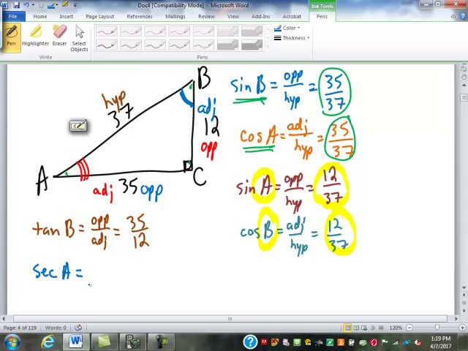Secant of angle A. What's secant? What sides? Hypotenuse and adjacent. Reciprocal of the cosine, right? Just flip that over. Hypotenuse is 37. According to angle A, the adjacent is 35. Again, that's the reciprocal of the cosine of A.